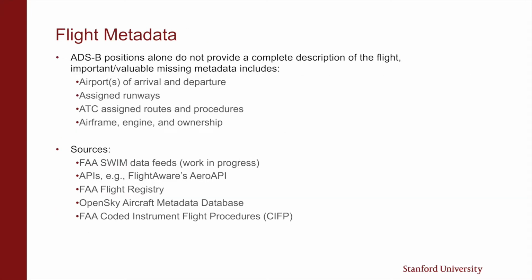ADS-B positions alone do not provide a complete description of the flight. Important missing metadata includes the airports of arrival and departure, assigned runways, air traffic control assigned routes and procedures, airframe and engine models, and who owns and operates the aircraft.